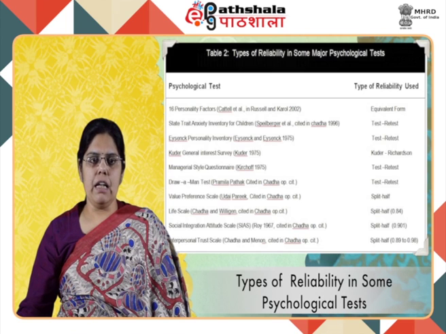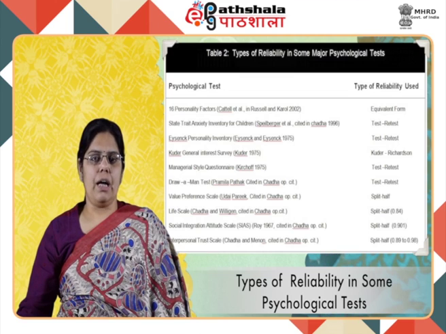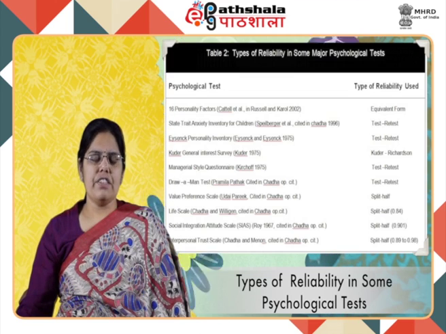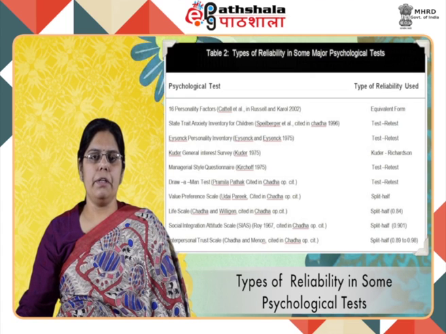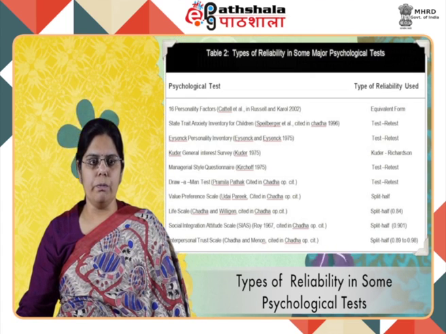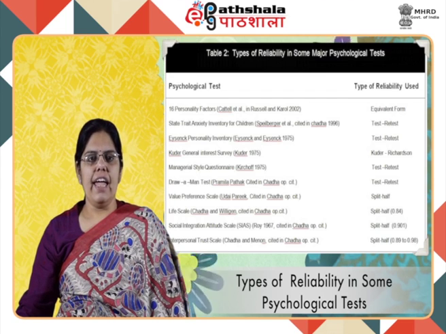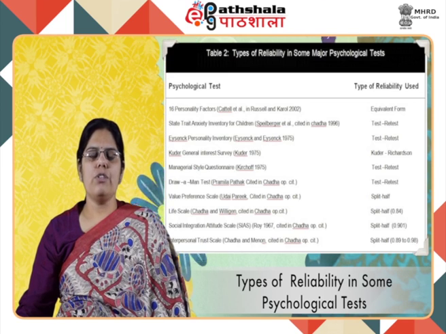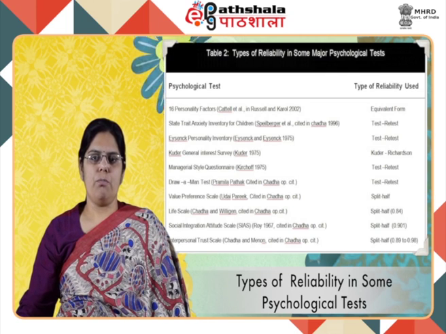Value preference scale by Uday Parekh has used split half method of reliability. Life scale inventory by Chadha and Willigan has used split half method of reliability. Split half coefficient in this particular scale is 0.84. Social integration attitude scale SIAS by Roy 1967 also has used split half method and the reliability coefficient is 0.90.